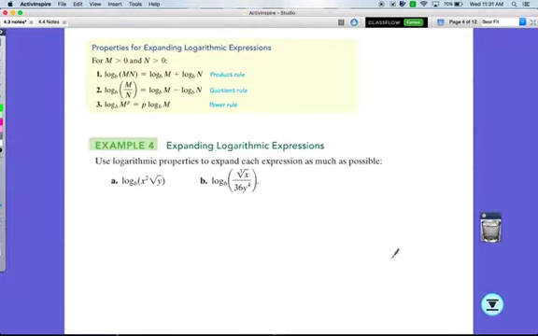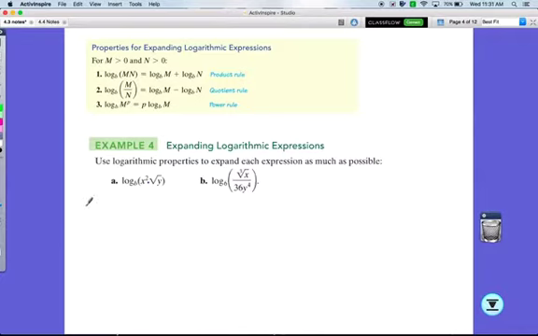All right, so here are kind of all the properties together. Okay, and so we can use that to expand log as much as possible. Okay, so let's look at this one. A, I've got log base b of x squared, the square root of y. All right, now I'm going to notice that there is a multiplication in there. It's x squared and then it's the square root of y.